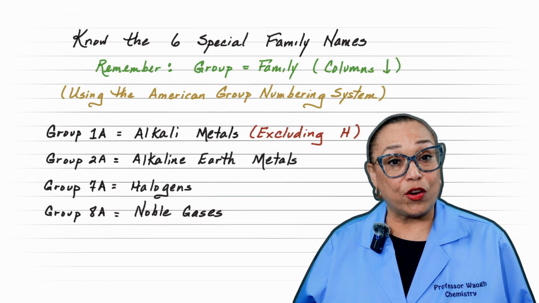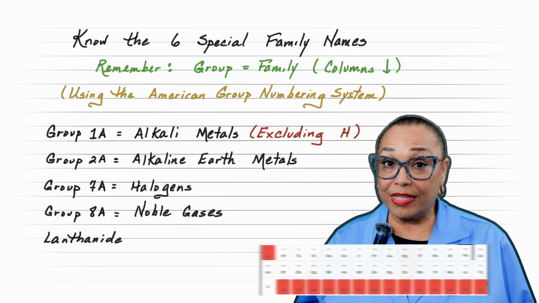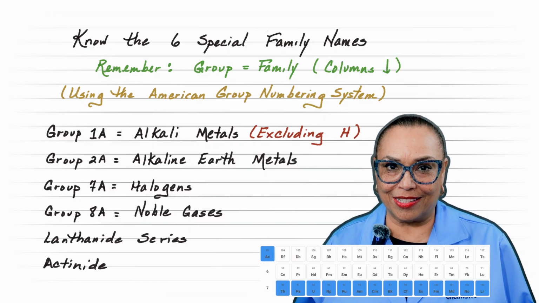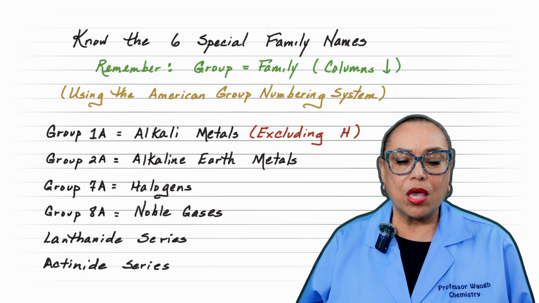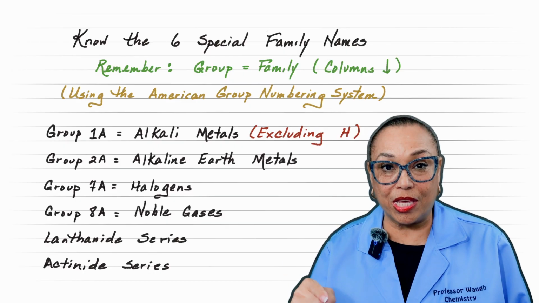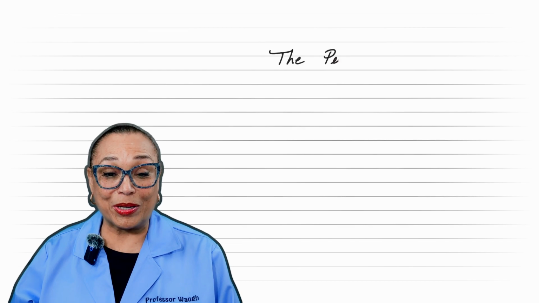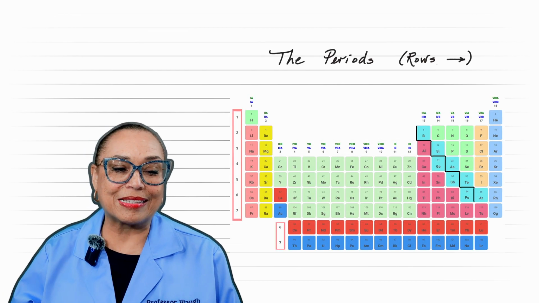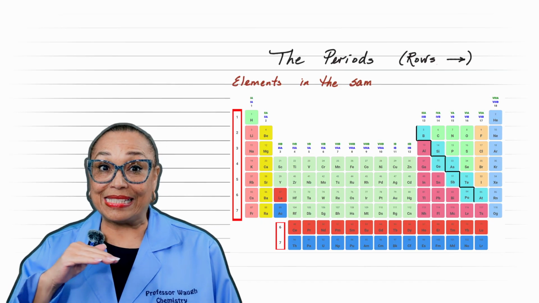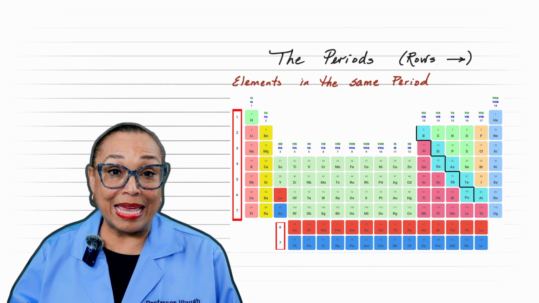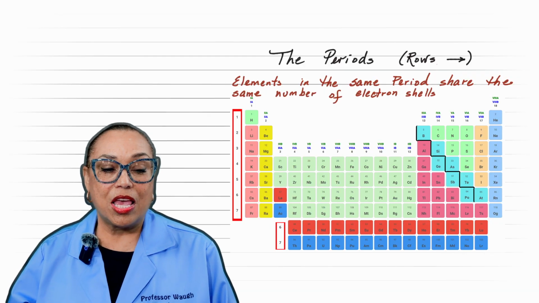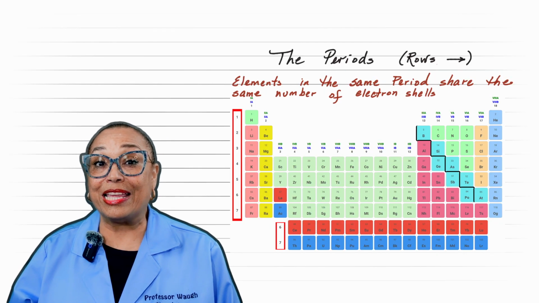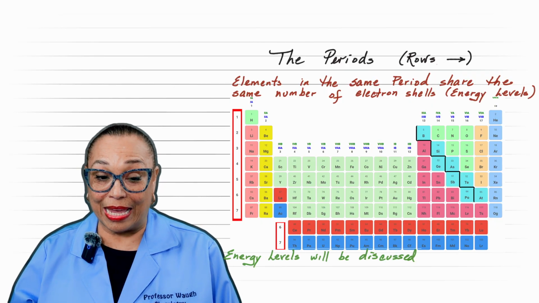Then, of course, at the very bottom, we have the lanthanide series and the actinide series. Now, there are other names for other groups, but the bottom line is to know these for introductory chemistry. Now let's talk about the periods, or the rows going across. These elements in the same row, which is the same period, they share the same number of electron shells. And that means energy levels, which we'll talk about later.